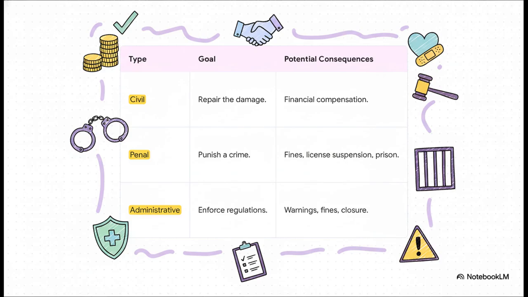The goal of a civil action is to repair the damage to the patient, and that's usually with money. Penal action, well, that's for the really serious errors that are actually considered criminal conduct. And administrative action is all about the system itself, making sure the hospital or the clinic is following the rules. So, 3 different goals, 3 different sets of consequences.